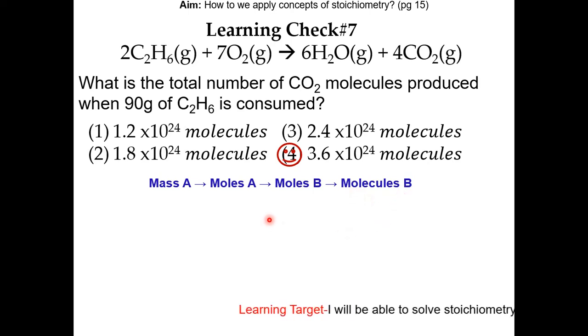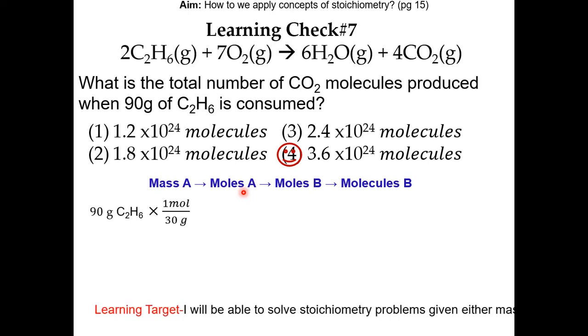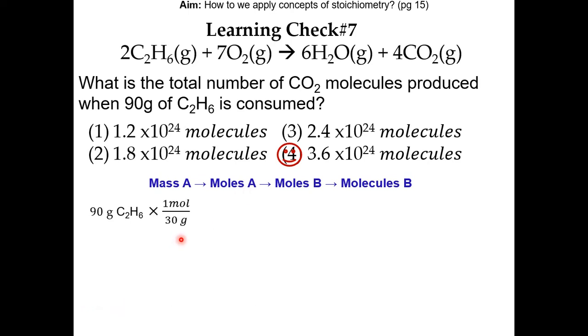So we're given 90 grams of C2H6. We must first convert it to moles. The GFM of C2H6 is 30. So the moles of C2H6 is 3. The next step is to do a mole ratio between C2H6 and CO2. From the chemical equation, the mole ratio is 2 to 4. Since we have 3 moles of C2H6, we have 6 moles of CO2.